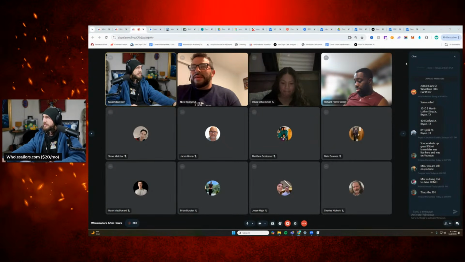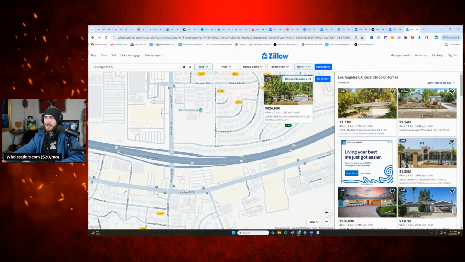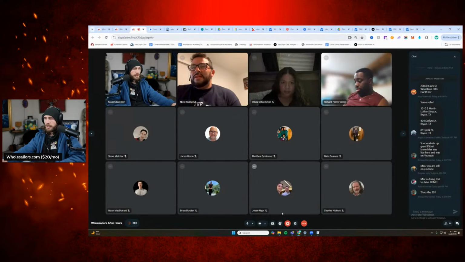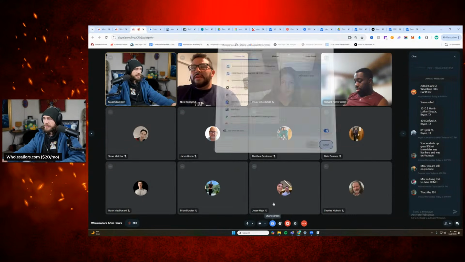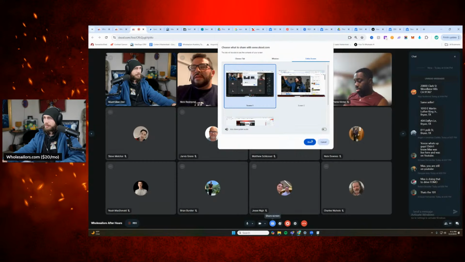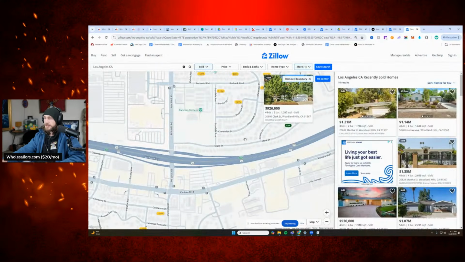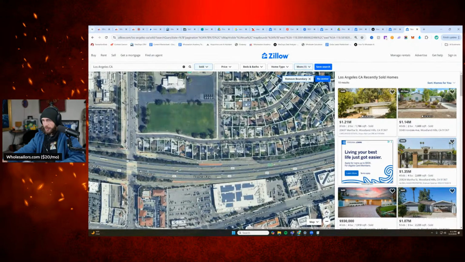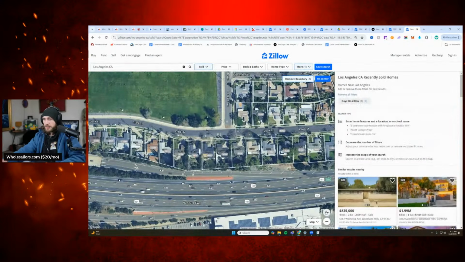The issue is this house. Oh, someone's talking. Just mute someone. The issue, guys, is this property is on a freeway. So unless you're, I don't know, I don't even know why anyone would want a house on a freeway. I can't even think of one benefit.